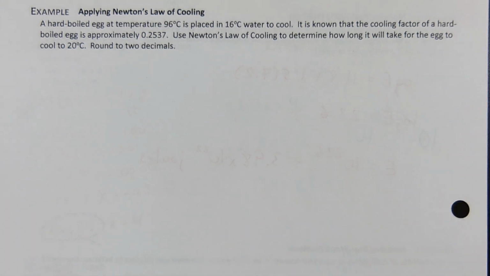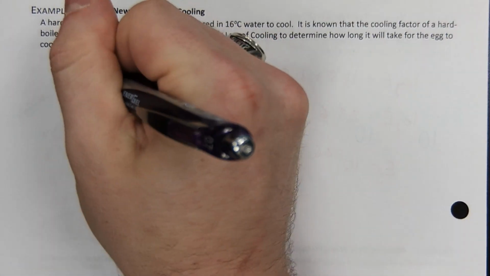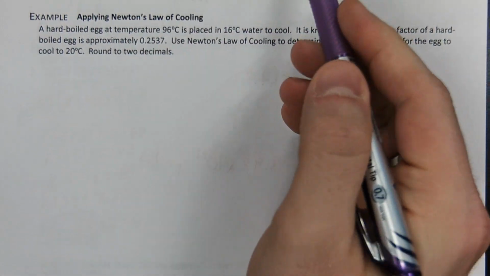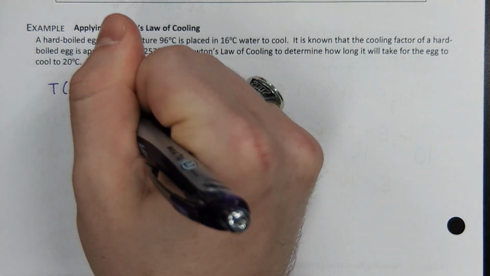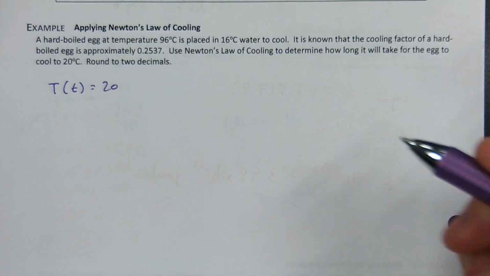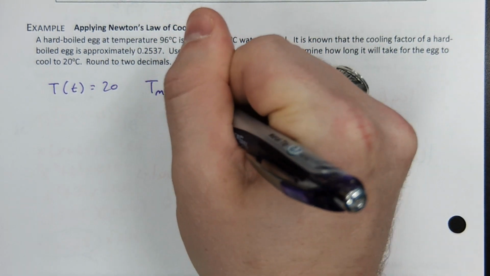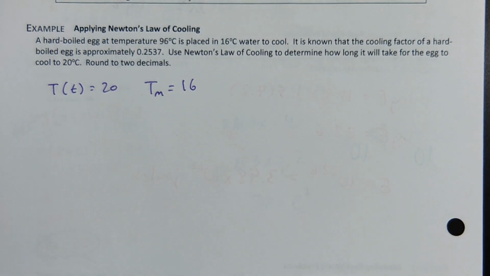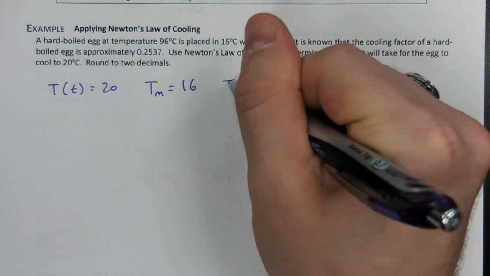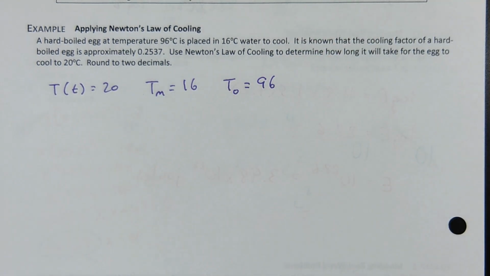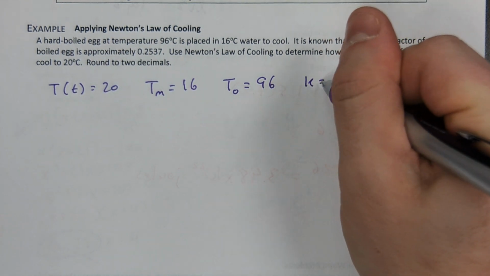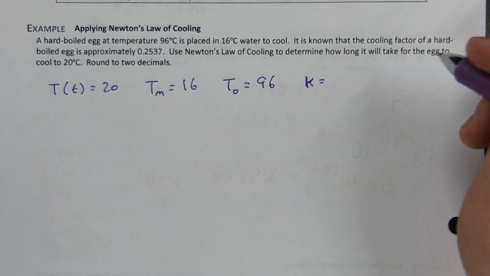What were we doing? Math. We were doing math. Okay, look. We're trying to figure out what little t is in this formula. We know that the temperature at the end of cooling is 20 degrees. The temperature of the surrounding medium is the nice cool water at 16 degrees. The original temperature of this egg was a very hot 96 degrees. All this is in Celsius, of course. And lastly, the question tells us the cooling factor, which is 0.2537.